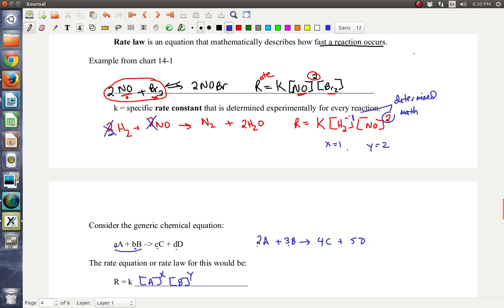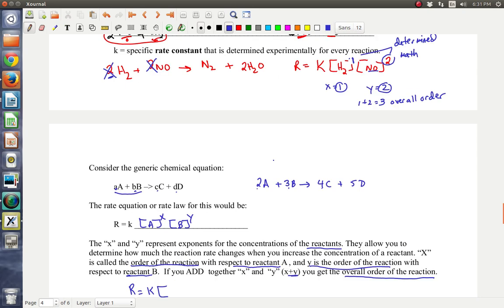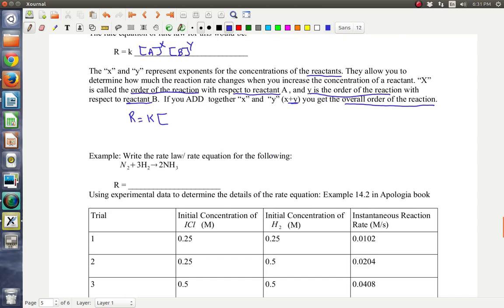So what's the order of this reaction with respect to hydrogen? 1. What's the order of this reaction with respect to nitrogen monoxide? 2. What's the overall order? 1 plus 2. That is a 3. That's the overall order of this reaction. Okay, that's one where we already know what those particular exponents are.